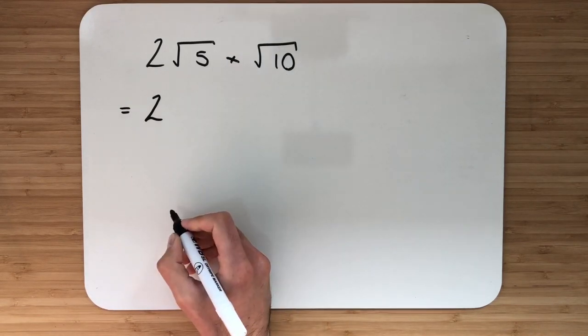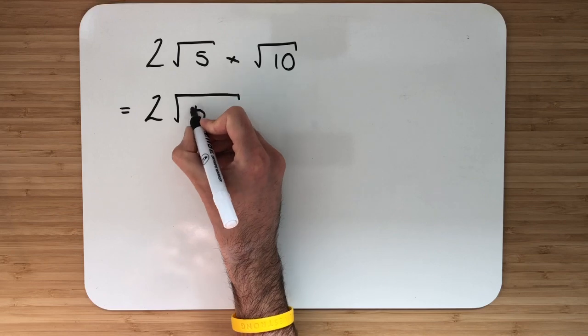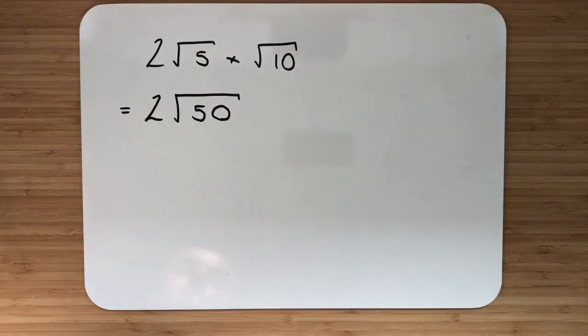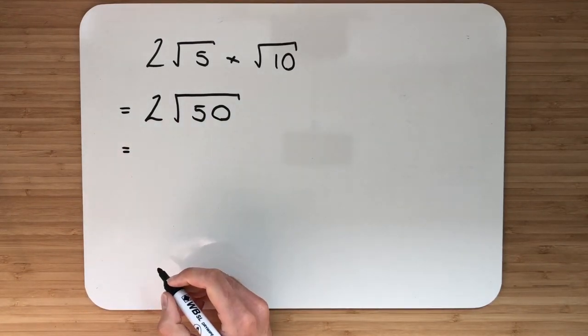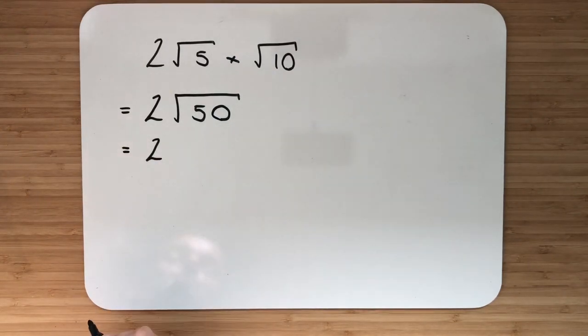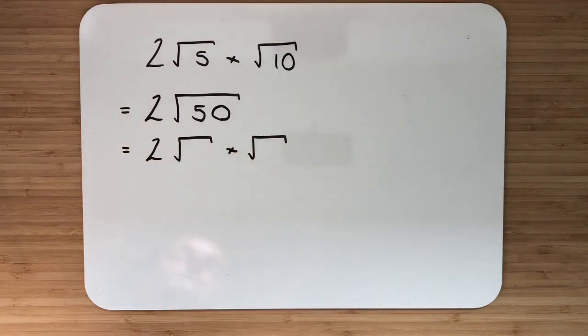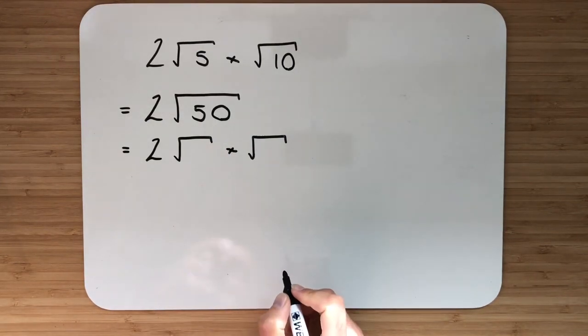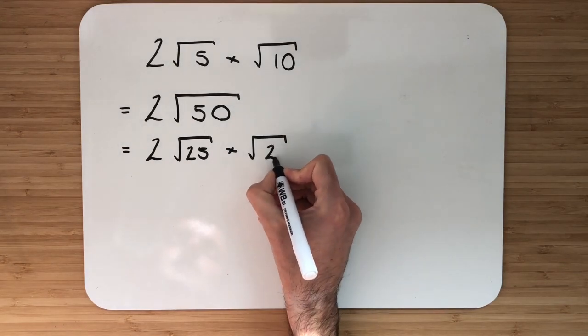Both of them are underneath a square root symbol, so therefore we multiply them. That will give me root 50. Now let's see if we can simplify this down a little bit more. So I've got my 2, and then I'm going to put my square root symbol. Okay, two numbers that multiply together to give me 50, one of them being square. I'm going to say 25 and 2.